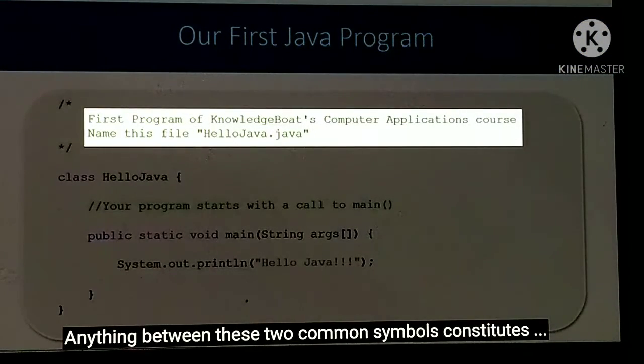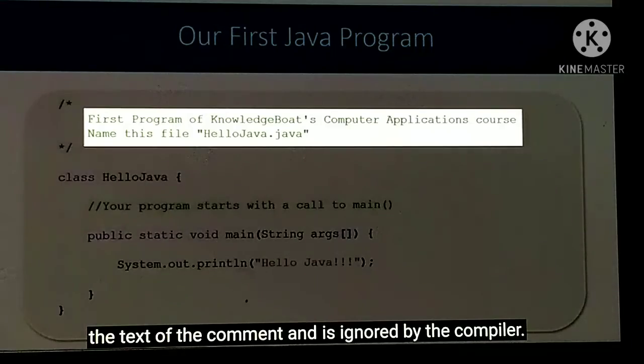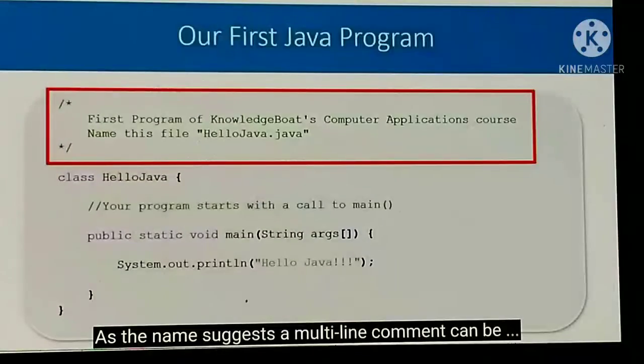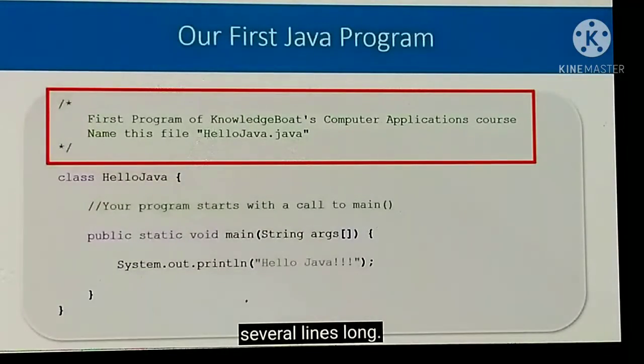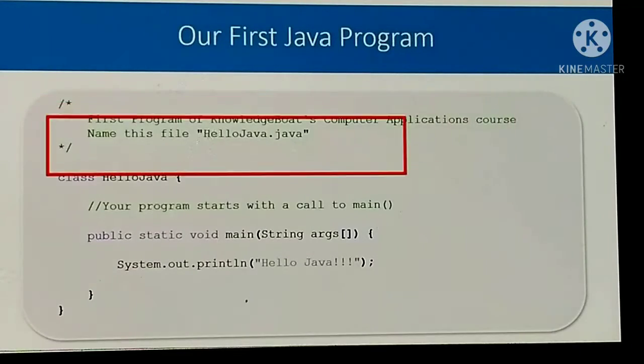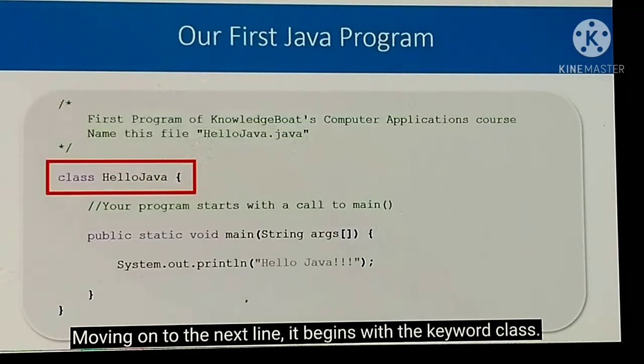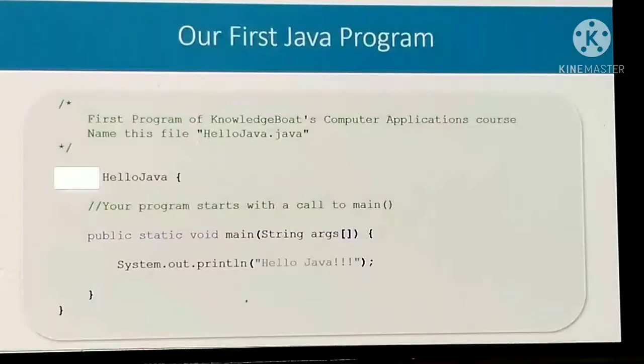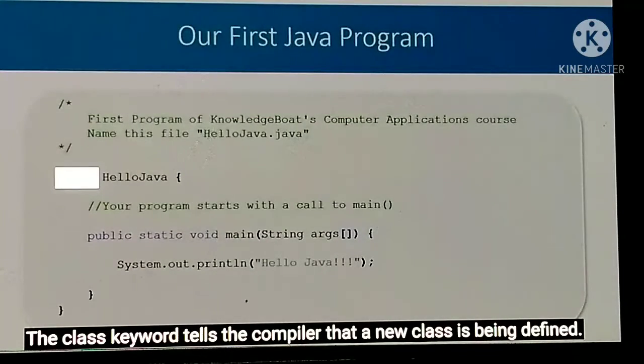Anything between these two comment symbols constitutes the text of the comment and is ignored by the compiler. As the name suggests, in a multi-line comment, several lines are there. Moving on to the next line, it begins with the keyword class. The class keyword tells the compiler that a new class is being defined.